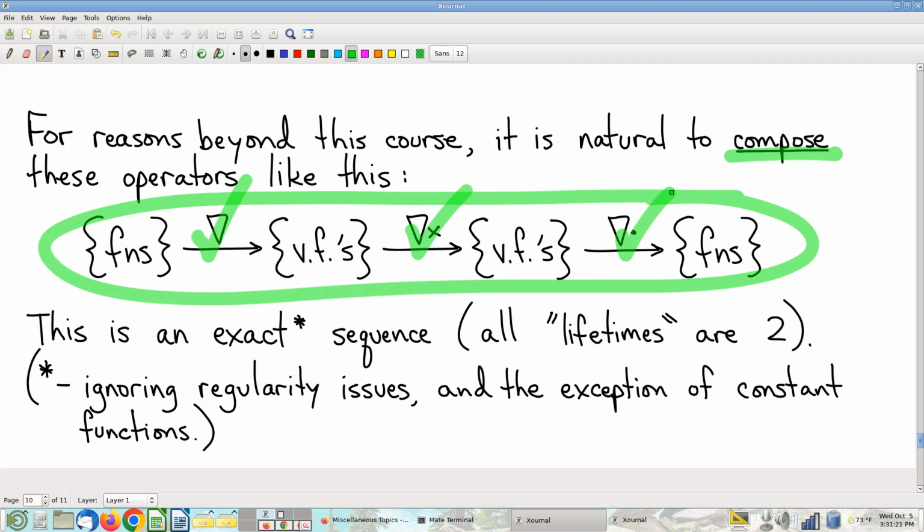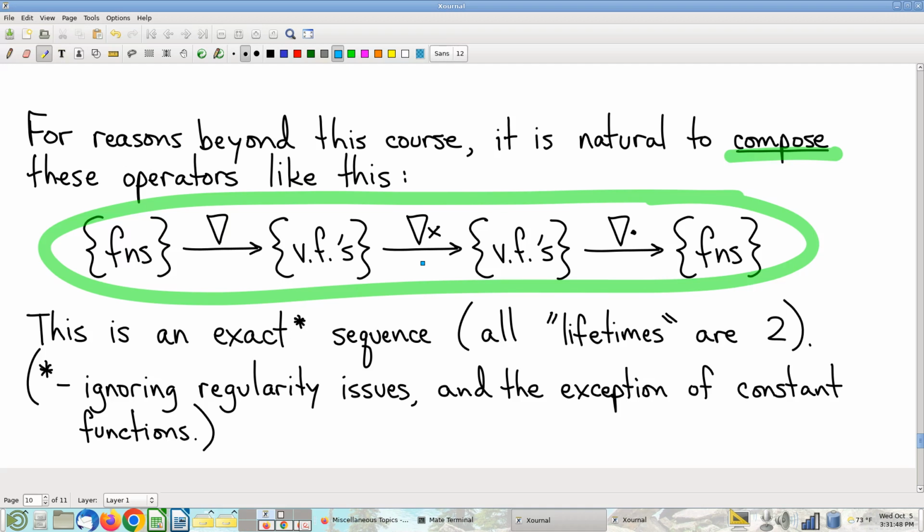So step one is to recognize that we're going to compose these operators, gradient, curl, and divergence, in this specific order. Now, I emphasize this is something we can do because when you take the gradient of a function, you get a vector field. And curl takes in a vector field and then produces another vector field, which is what divergence takes in to produce then a function.